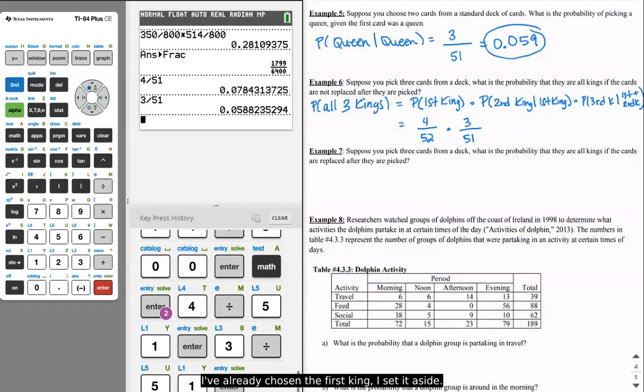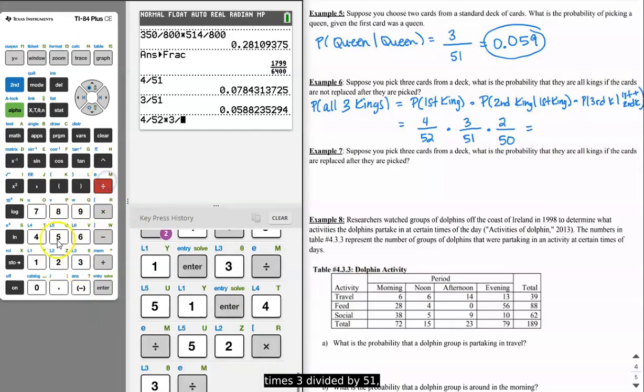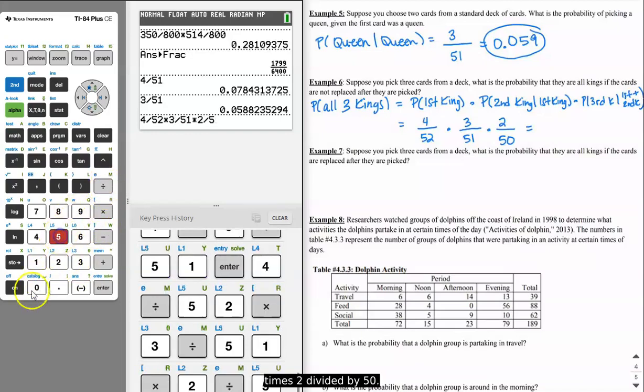So I've already chosen the first king, I set it aside. Now the probability of choosing the second king is 3 out of 51. So I choose it, I set it aside. And so my third probability now is only going to have 50 cards to choose from. And since I've already chosen 2 kings, I only have 2 kings to choose from. So we can go through and we'll just want to find this as a decimal. So 4 divided by 52 times 3 divided by 51 times 2 divided by 50.